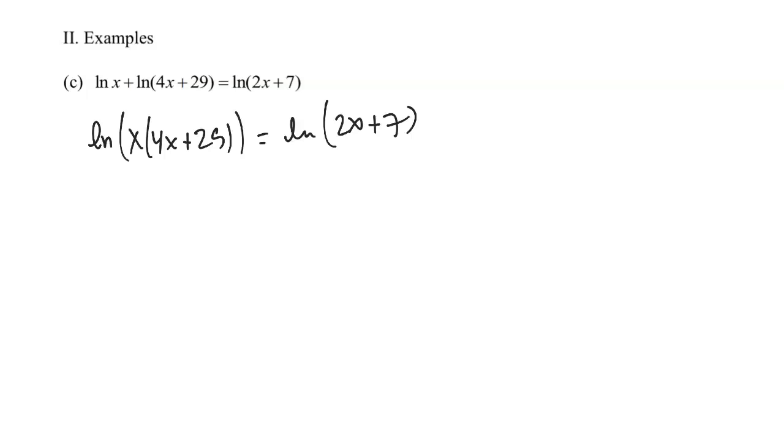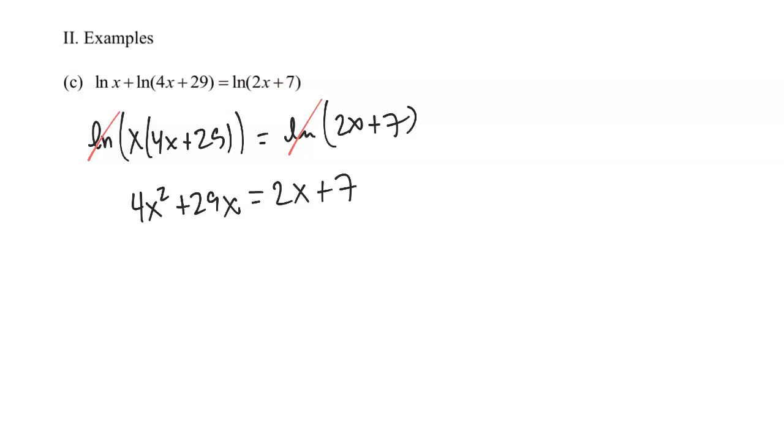And so now that I have this in a single log on both sides, I'm not going to need to use the log loop. All I'm going to be able to do is actually rather simpler than that, is I'm just going to cancel the logarithms on both sides. And so on the left-hand side, I'm going to go ahead and distribute. That's going to give me 4x squared plus 29x equals 2x plus 7.